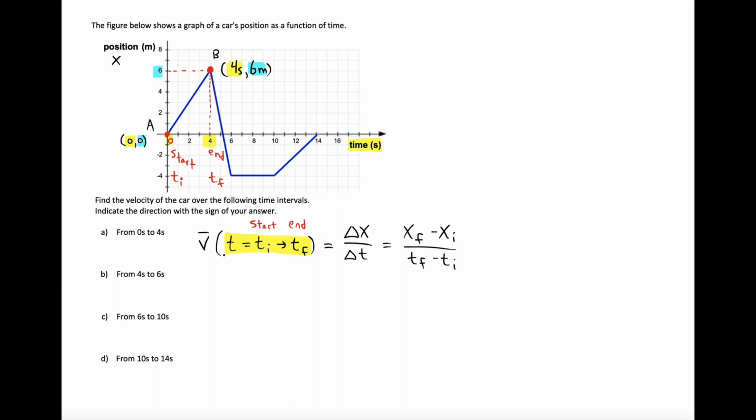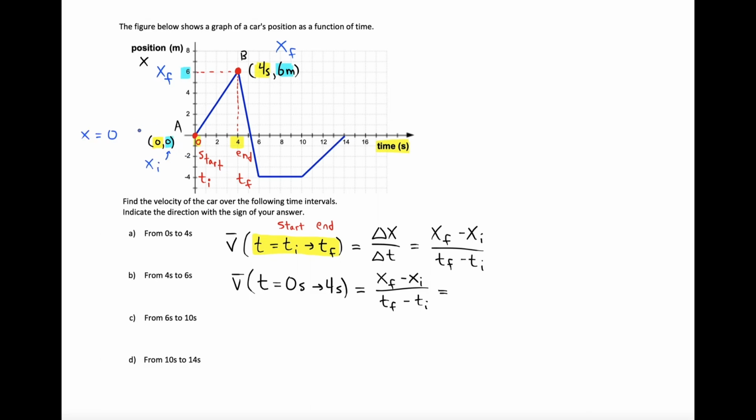So for this particular part of the problem, we're going to be doing average velocity from t equals 0 seconds to 4 seconds, given by our final position minus the initial position divided by the final time minus initial time. So let's get our final position. Our final is going to be the 6. That is this value right here. Our initial position will be the 0.